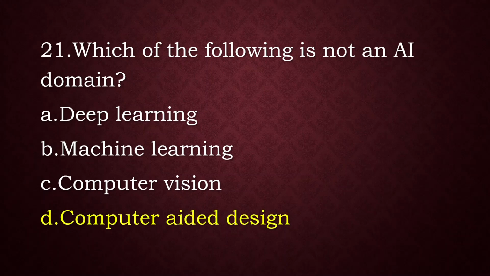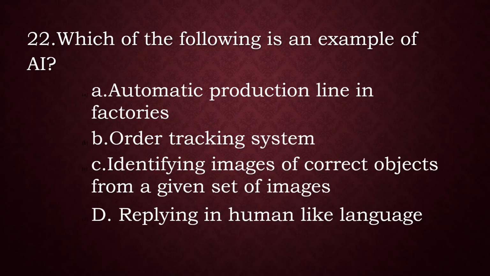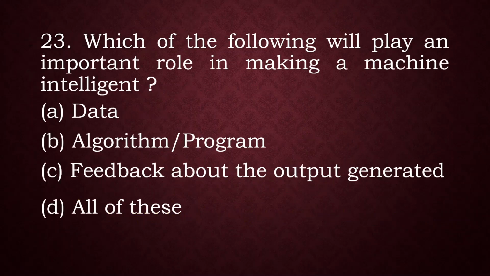Computer aided design. I said to you that there are three domains of AI. There are many domains of AI. We learned about it: deep learning, machine learning, computer vision. And the main three domains of AI are computer vision, natural language processing, and data science. They are the main three domains of AI. Now 22nd, which of the following is an example of AI? Replying in human-like language. 23rd, which of the following will play an important role in making a machine intelligent? All of this, that is data, algorithm or program, and feedback about the output generated.